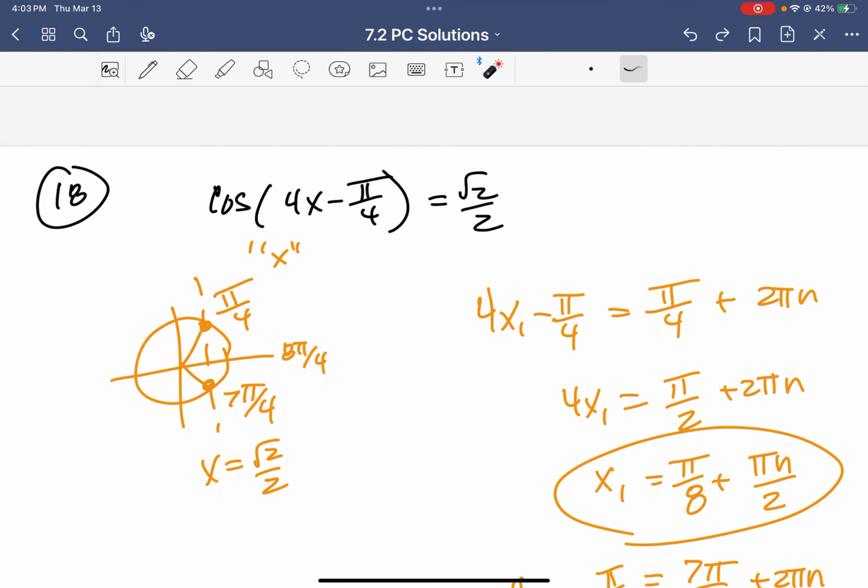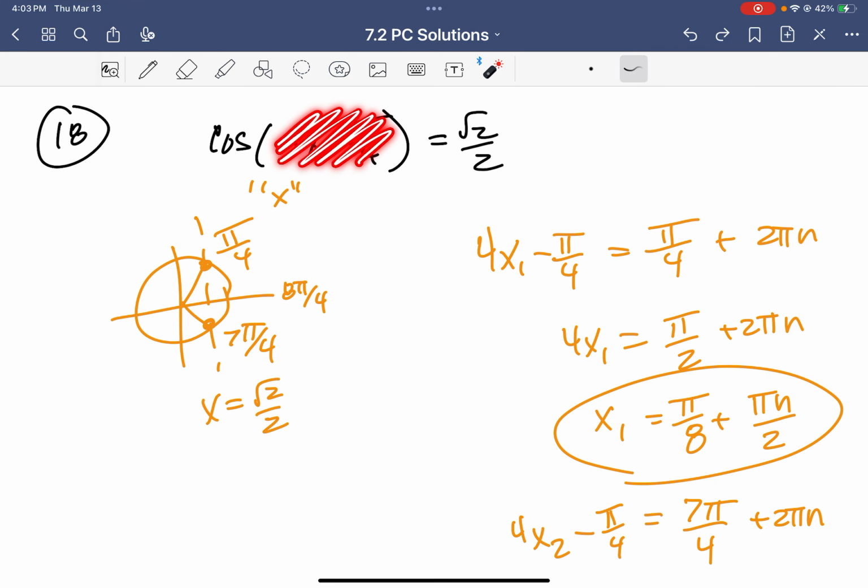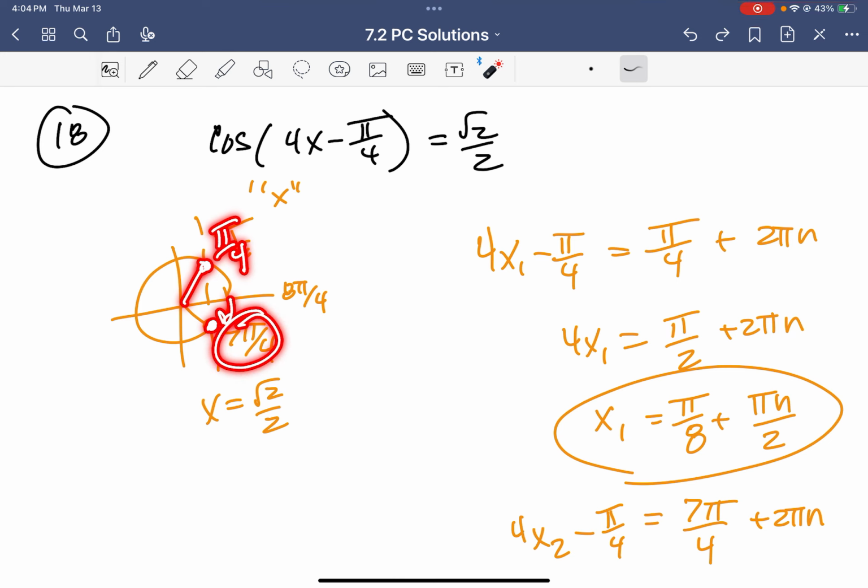Number 18, the last one, is kind of similar. Just see it as the cosine of some angle, not worrying about the angle for now. Well, cosine is x, so where is x equal to the square root of 2 over 2 on the unit circle? It would be over here at this dot or this dot. So that gives me a reference angle of pi over 4. So this dot down here is 7 pi over 4.